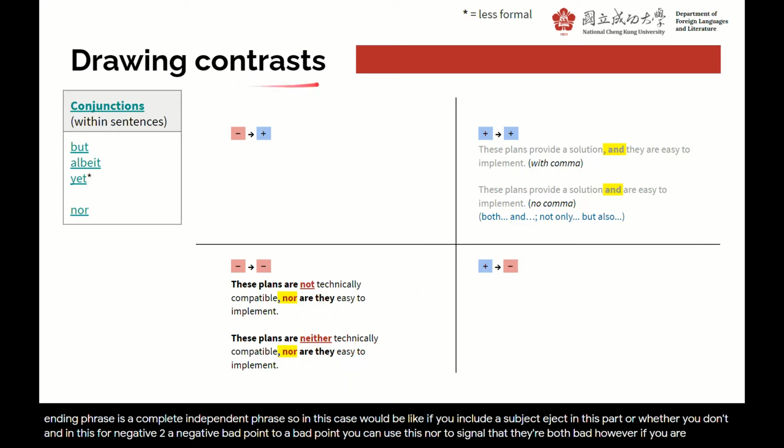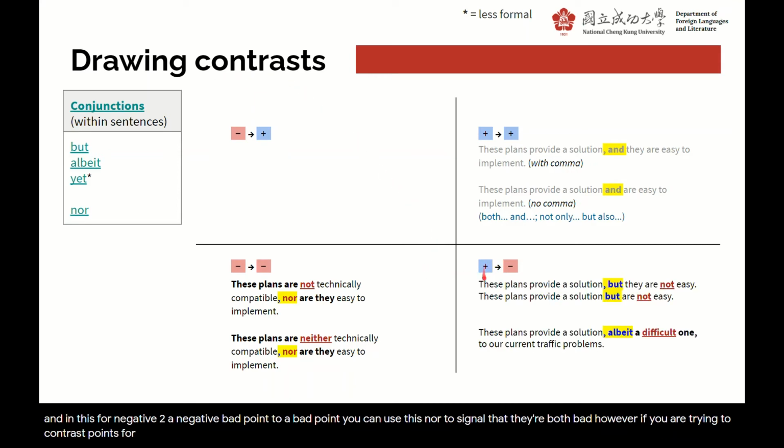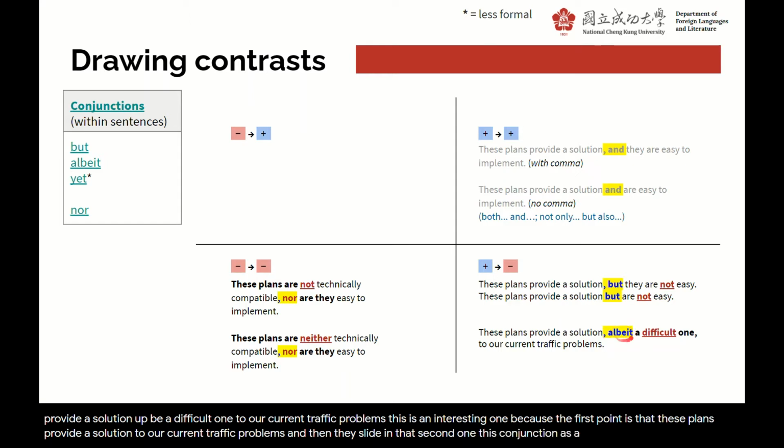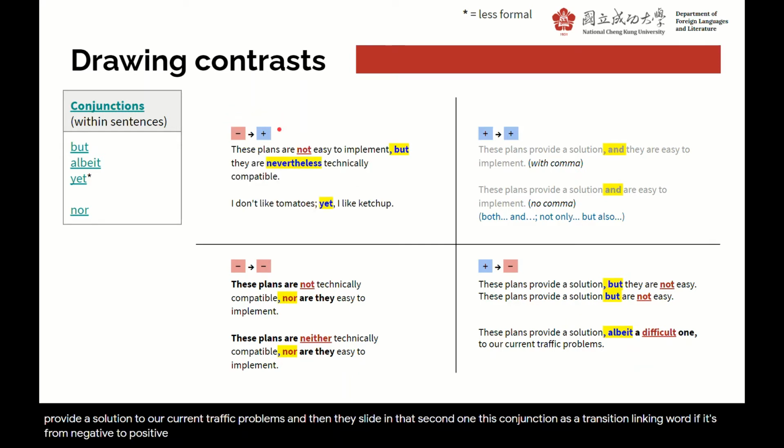However, if you are trying to contrast points, for example, if it's a positive to a negative, you can use but. And you probably haven't heard of albeit, but here, these plans provide a solution, albeit a difficult one, to our current traffic problems. This is an interesting one because the first point is that these plans provide a solution to our current traffic problems, and then they slide in that second one here, using this conjunction as a transition linking word. If it's from negative to positive, you can use but and then nevertheless.